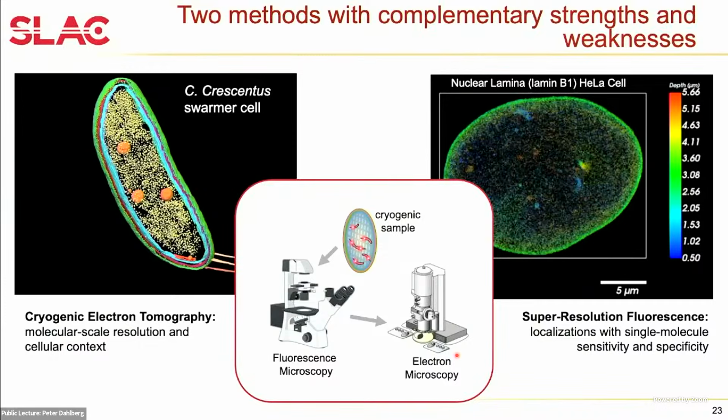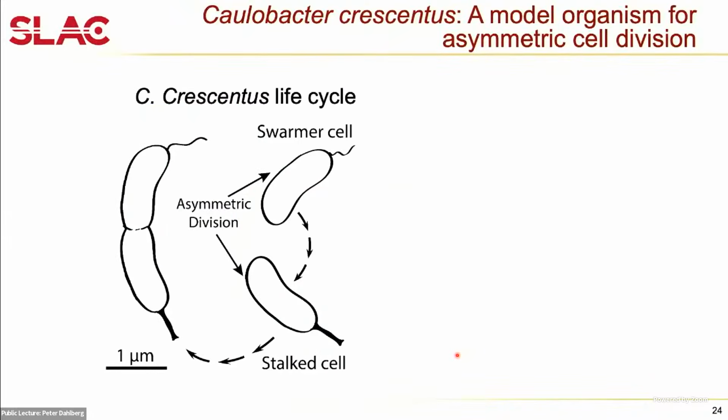So as a demonstration of what we can do with this correlative microscopy approach, I want to return to this organism, Caulobacter crescentus. This organism has showed up a few times in this talk. It's a freshwater bacterium, grows in the bottom of lakes and ponds. But the reason we're interested in it is because it asymmetrically divides. Normally when you think about bacteria and they divide, they grow into two identical daughter cells. But Caulobacter is different.